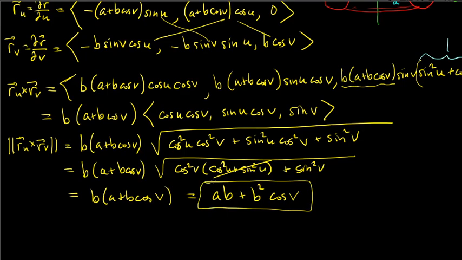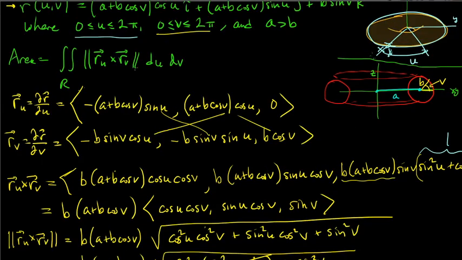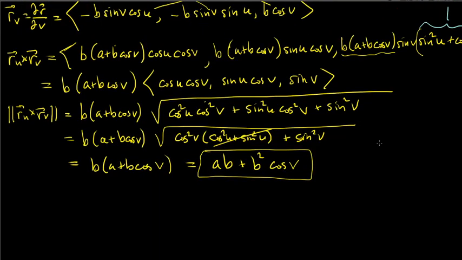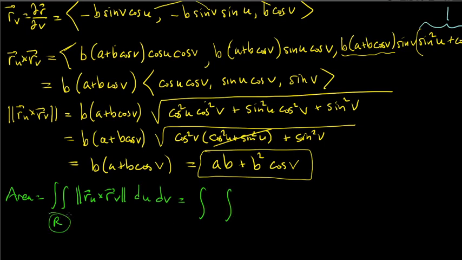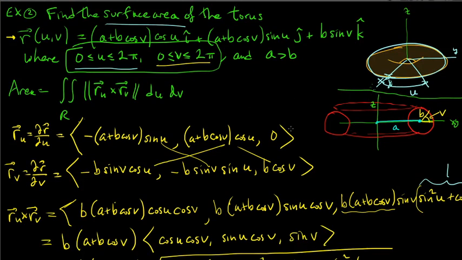Okay, so that's not the surface area, right? We still have to do the integral here. But this is the integrand. This is what we're integrating here. So back to area. It's just the double integral over R of the magnitude of ru cross rv, right, which is just this, again, du dv. Right. Now, what was R? What was the region here? Right, well, that was given to us, right? u and v both go from 0 to 2 pi.